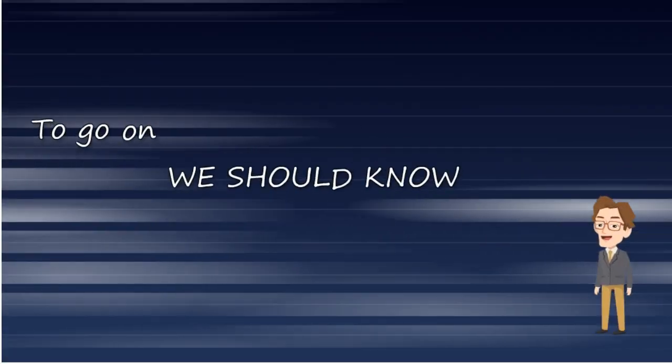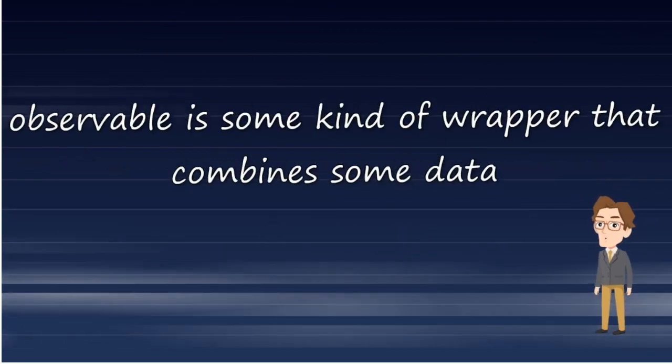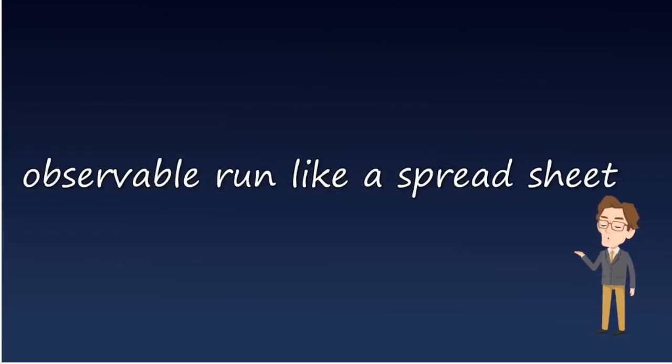To go on, we should know Observable is not a JavaScript language. Observable is some kind of wrapper that combines some data. Observable runs like a spreadsheet.